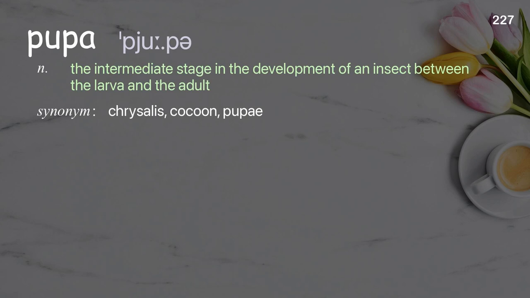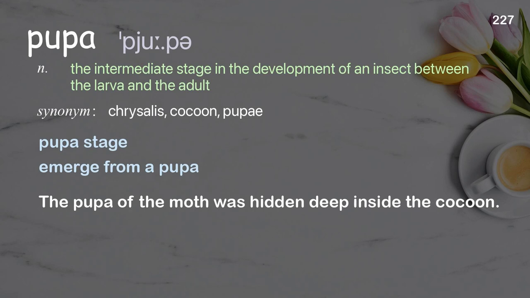Pupa. The intermediate stage in the development of an insect between the larva and the adult. Examples. Pupa stage. Emerge from a pupa. The pupa of the moth was hidden deep inside the cocoon.